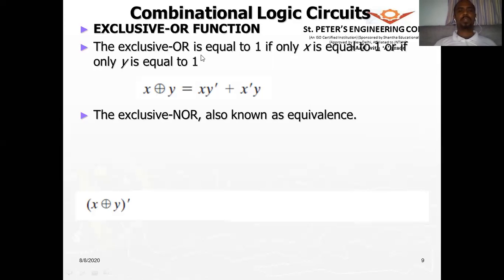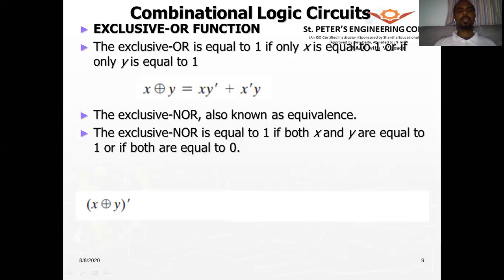The NOT operation of exclusive OR is called the XNOR operation. As I said, with exclusive OR, we can check whether X is greater than Y or Y is greater than X, right? So if you complement this XOR operation, you get the XNOR operation. So this is the representation of the XNOR operation. You take X XORed with Y, and that output you complement to obtain the exclusive NOR operation.